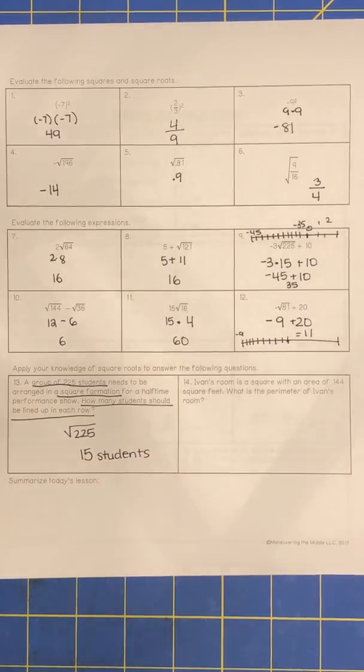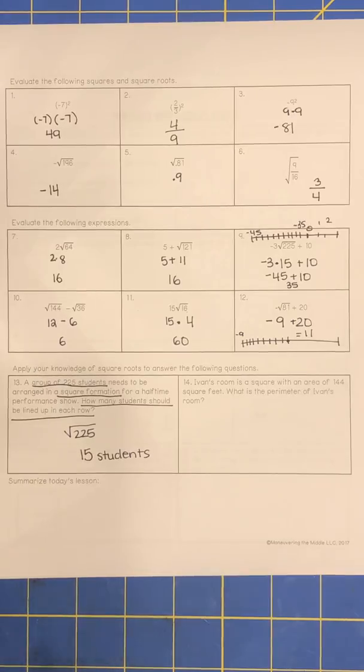All right, now on number 14, it says, Ivan's room is a square with an area of 144 square feet. What is the perimeter of Ivan's room? So we think about perimeter. Perimeter is the length of the sides here. If I added up all the sides, what would it be? So this is going to be a two-step problem here. I'm going to have to think about it.